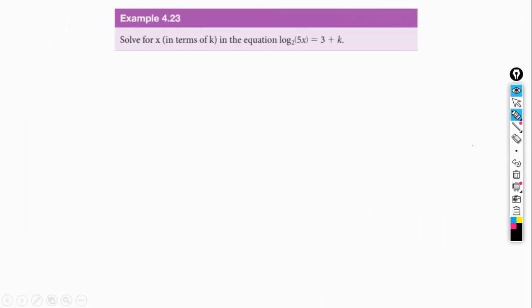So let's continue with example 4.23. It says solve for x in terms of k in the equation log base 2 of 5x is equal to 3 plus k. So the base is 2. Then we write 2 to the power of log base 2 of 5x is equal to 2 to the power of 3 plus k.